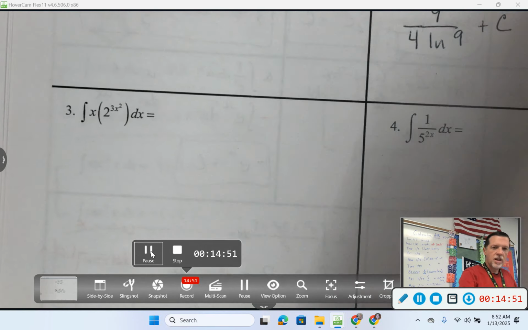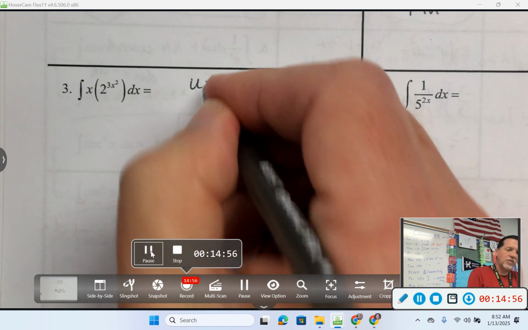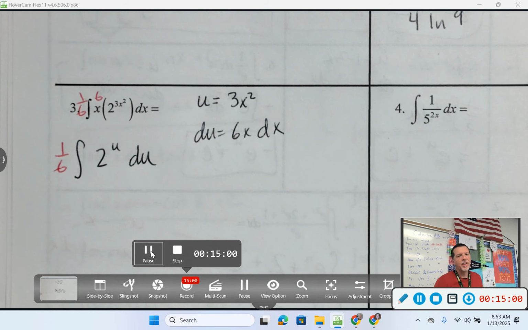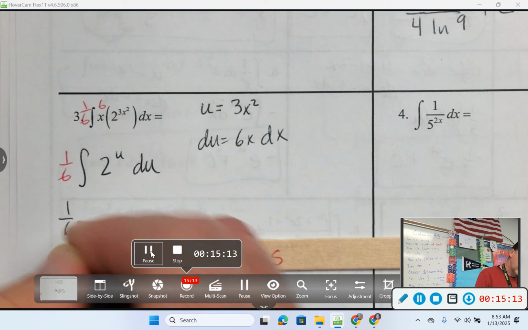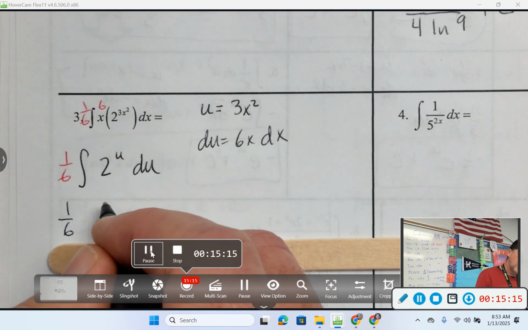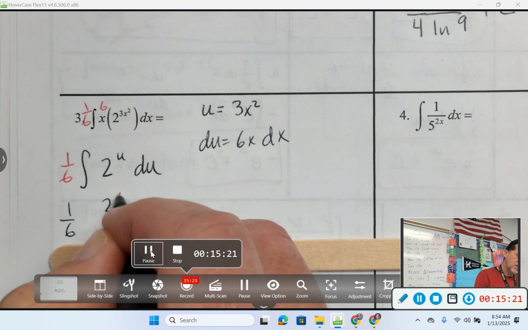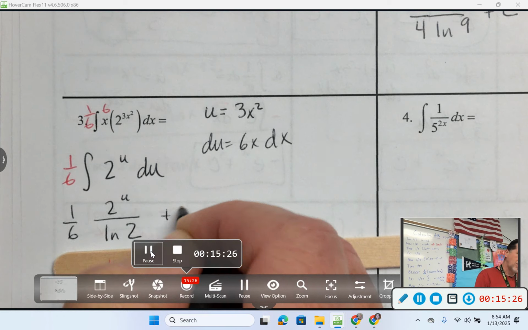Alright, why don't you try number 3? Do you need a hint for what u should be, or are we okay there? As always, if you pick your u correctly, things get much easier, much quicker. Luke, how about the antiderivative of 2 to the u du? 2 to the u over ln 2? Yes. Plus c.